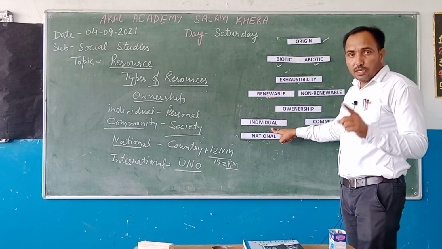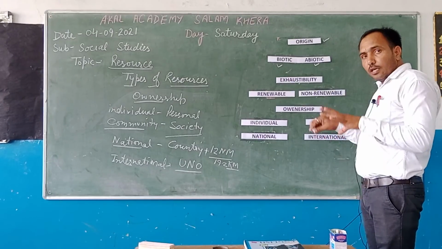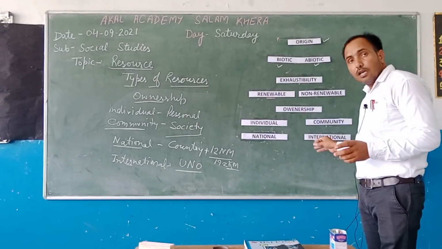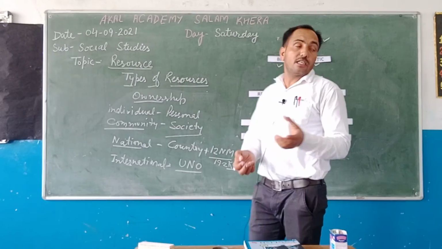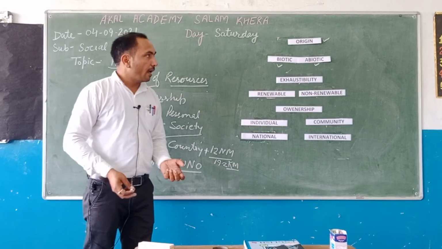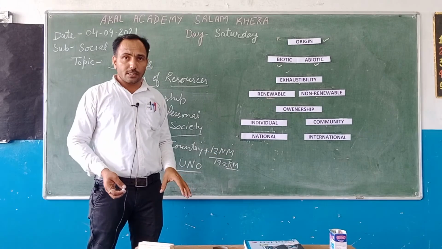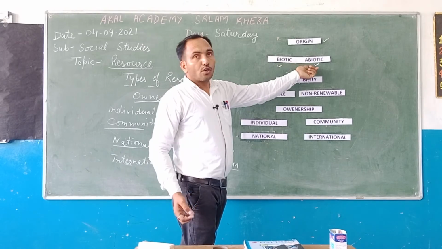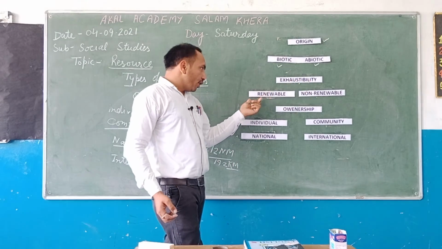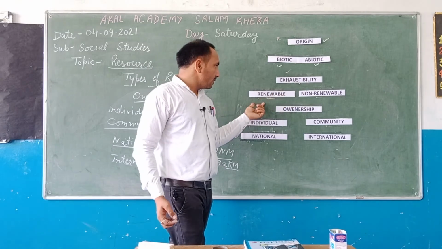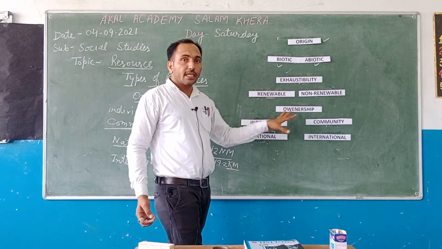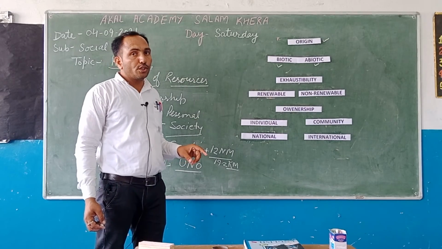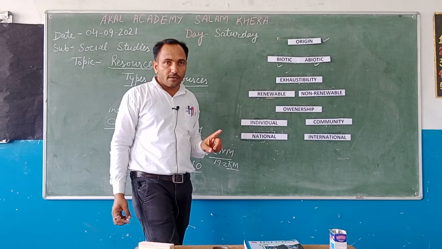So individual means personal resources, community means society's resources, national means the country's resources, and international means all countries together. I hope you understand all these types of resources. Biotic, abiotic: living, non-living. Exhaustibility: renewable, non-renewable, regenerate, not regenerate. Ownership: there are again four types. Now you have to write all these types of resources in your notebook. I think you understand well. Thank you.